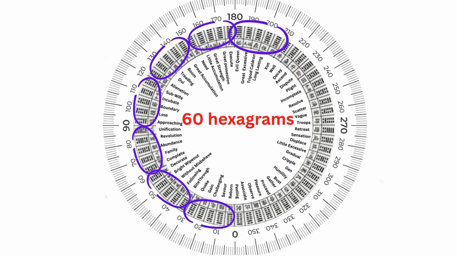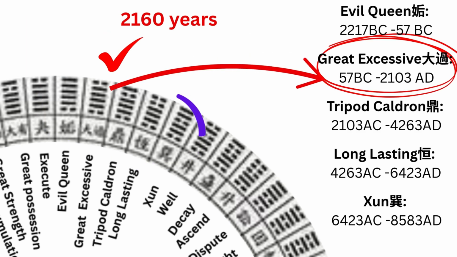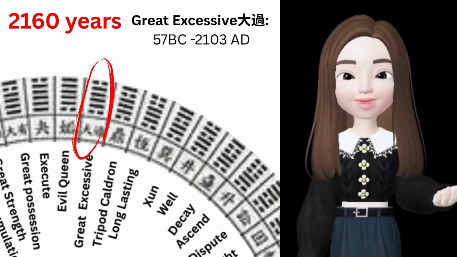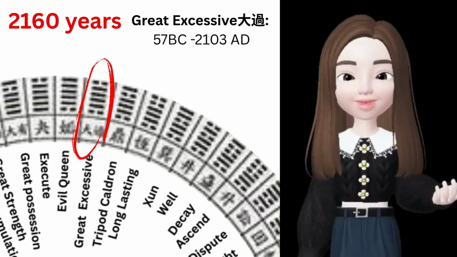It also means each silver wheel can equally share 5 hexagrams. And each hexagram spans an extensive timeline of 2,160 years. To be specific, we are living in a timeline spanning from 57 BC to 2103 BC, correspond to hexagram, great excessive. Then you may ask, 2,160 years is still too long for human being, we need a timeline in a smaller scale. Like 360-year cycle, or another term, a copper time wheel. This is the fascinating part, let me show you the tricks.